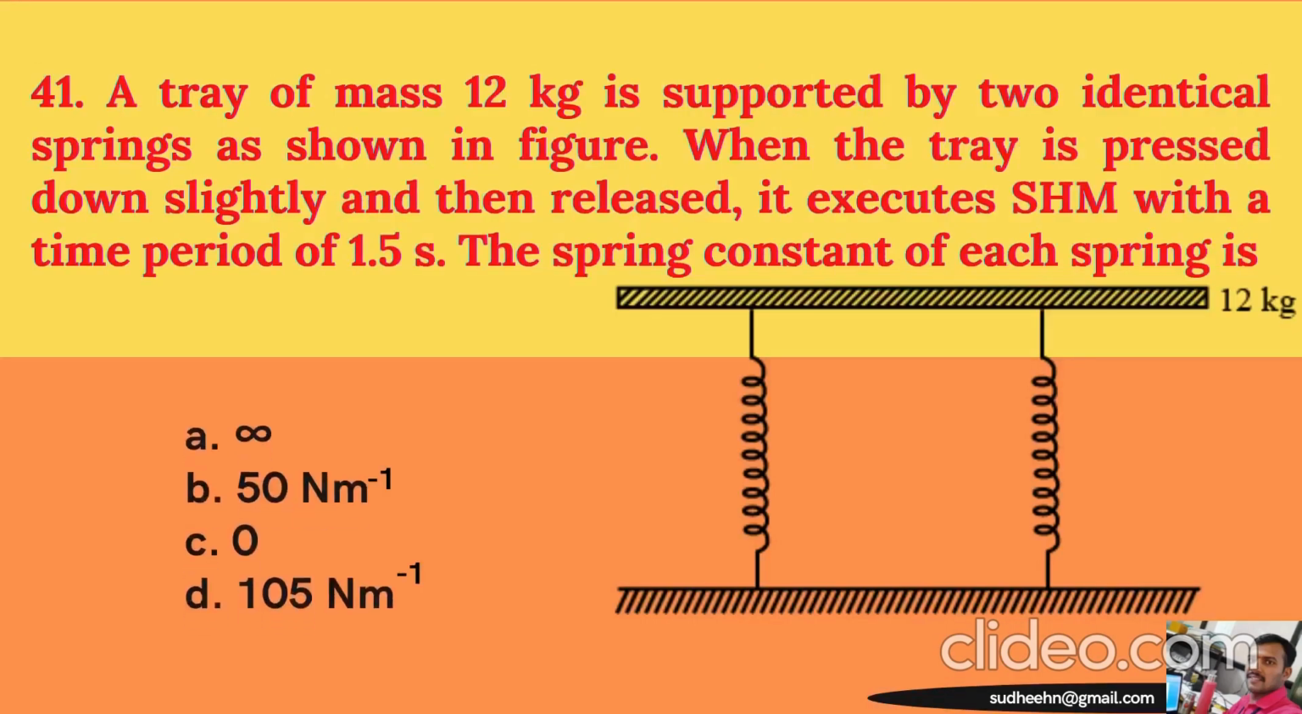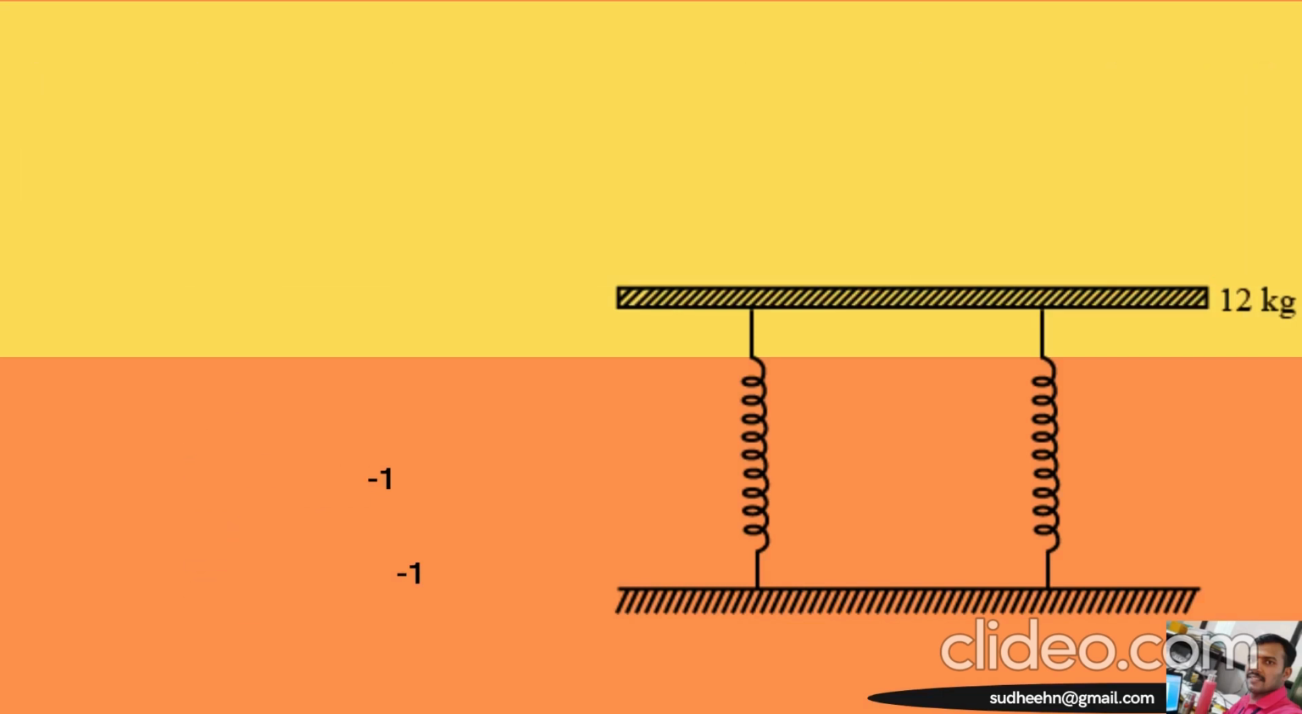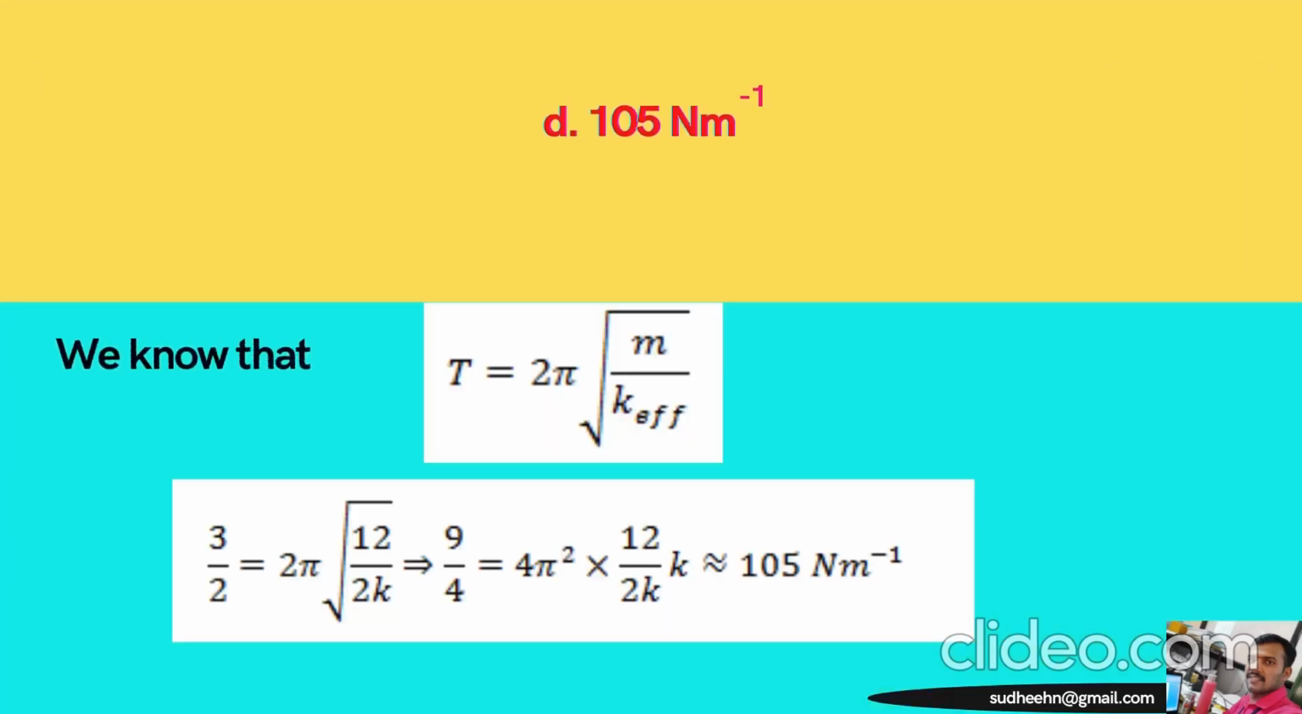A tray of mass 12 kg is supported by 2 identical springs as shown in the figure. When the tray is pressed down slightly and then released, it executes SHM with a time period of 1.5 seconds. The spring constant of each spring is: option A infinity, option B 50 Newton per meter, option C 0, and option D 105 Newton per meter. So the right answer is option D, that is 105 Newton per meter.